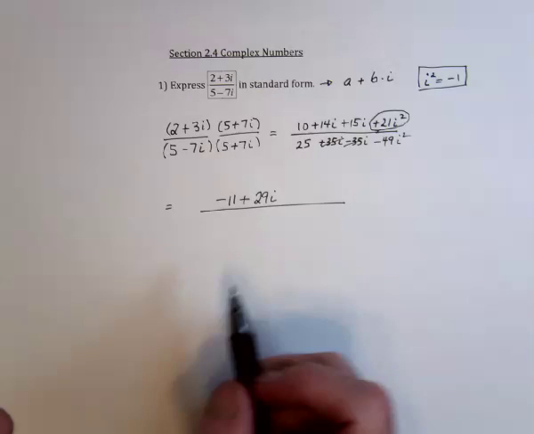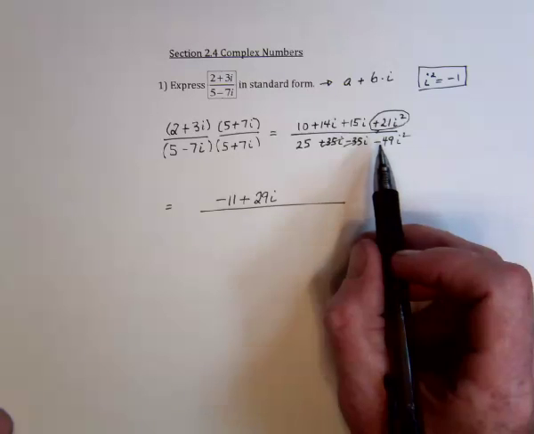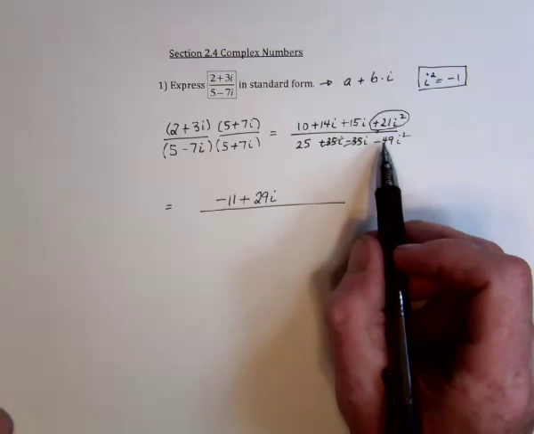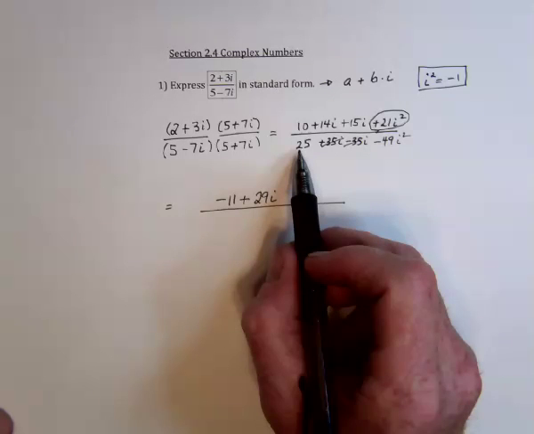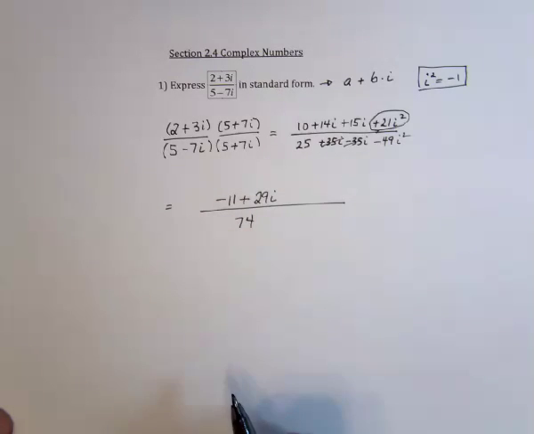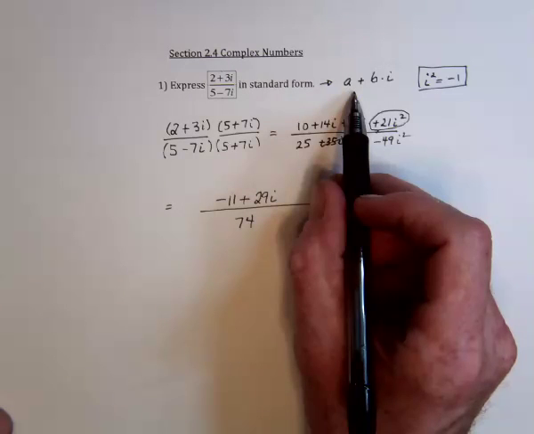And for the denominator, this i squared is a negative 1, which will change this into a positive 49. So this positive 49 combined with the 25 makes a 74. And then we did it. There's no longer an i in the denominator. That's good news. There's just one more step to do, and that is write it in standard form.